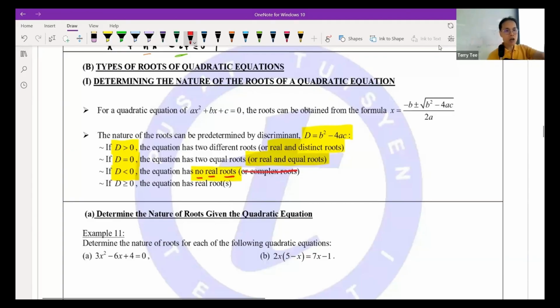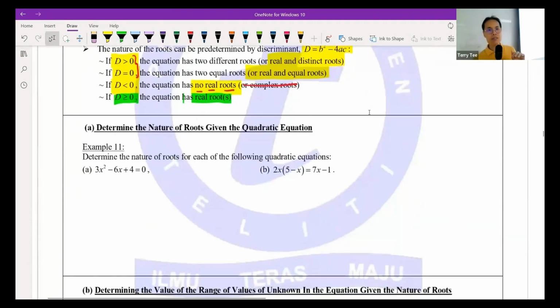And lastly, a combination of greater and equals is greater than or equal to 0. We say the equation has real roots. Yeah, real roots can be real and distinct or real and equal. Okay, this is very simple, everyone.